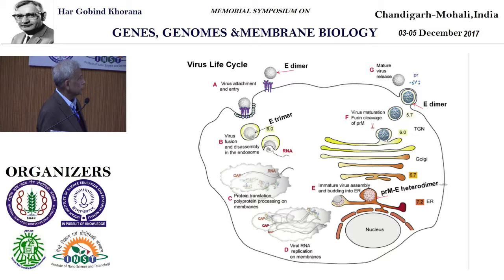And then the mature proteins are assembled into a replication complex, and viral RNA is replicated in membrane compartments of the endoplasmic reticulum. Then the immature particles containing precursor membrane and the envelope protein form a heterodimer and encapsulate the viral RNA complex with capsid and go to the Golgi, where the maturation takes place, and the envelope again becomes a dimer and is released into the circulation.